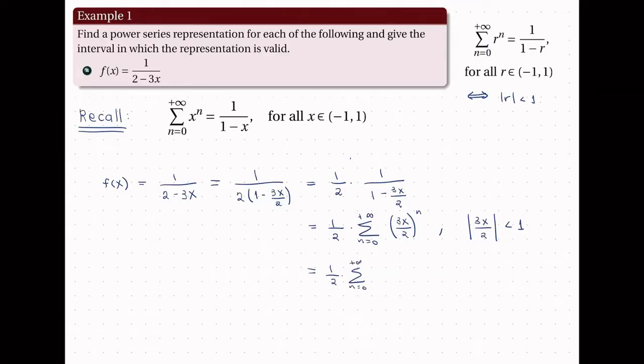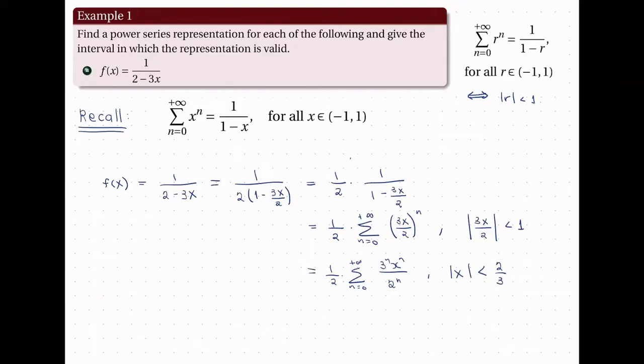And then, i-distribute lang natin yung exponent n natin dito sa bawat term. So, we have 3 raised to n, x raised to n over 2 raised to n. And then, we simplify this condition. We get the absolute value of x is less than 2/3. Okay?